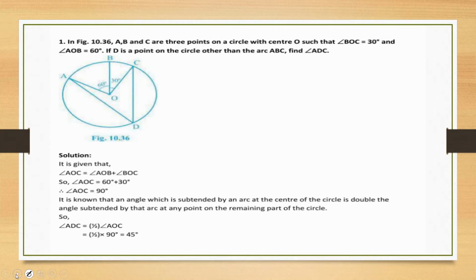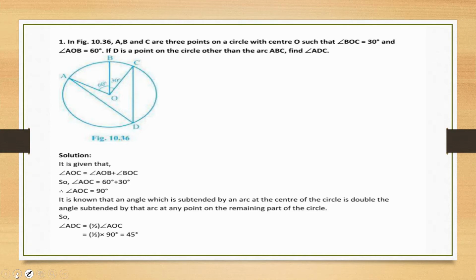Question number 1. A, B and C are 3 points on a circle with center O such that angle BOC equal to 30 degree and angle AOB equal to 60 degree. If D is a point on a circle other than the arc ABC, find measure of angle ADC.